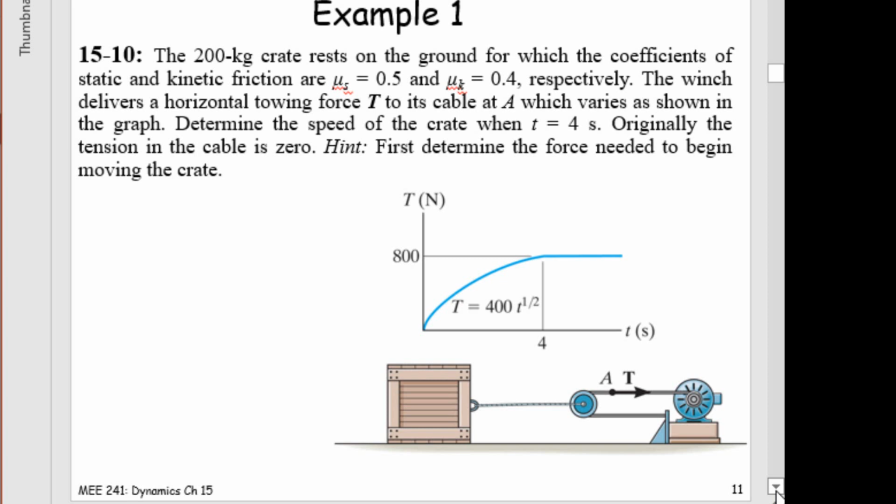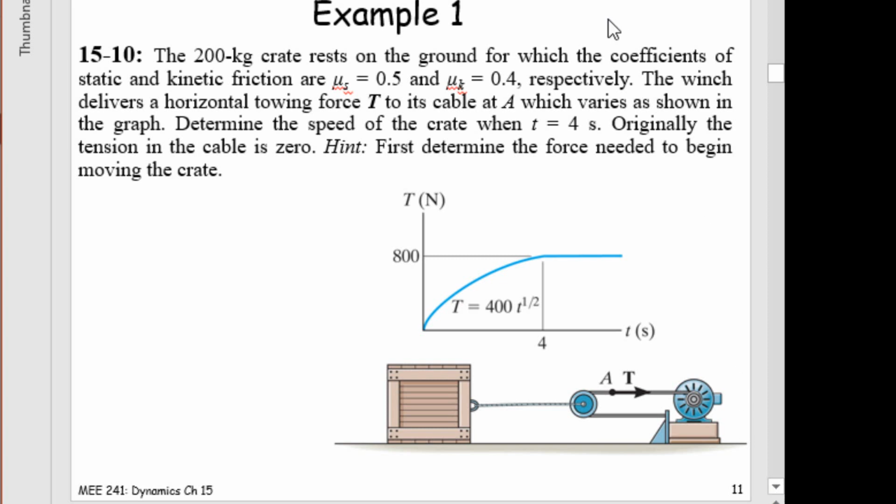In example 1, I have a 200 kilogram crate that is resting on the ground for which the coefficients of static and kinetic friction are given. So I have here static and kinetic friction, and as we know from previous video lectures, if I have two friction coefficients, the first step ever is to find the time required to move this body, and this could be determined by considering the equilibrium on this body. Right, so by considering the static case and by applying the first law of Newton.